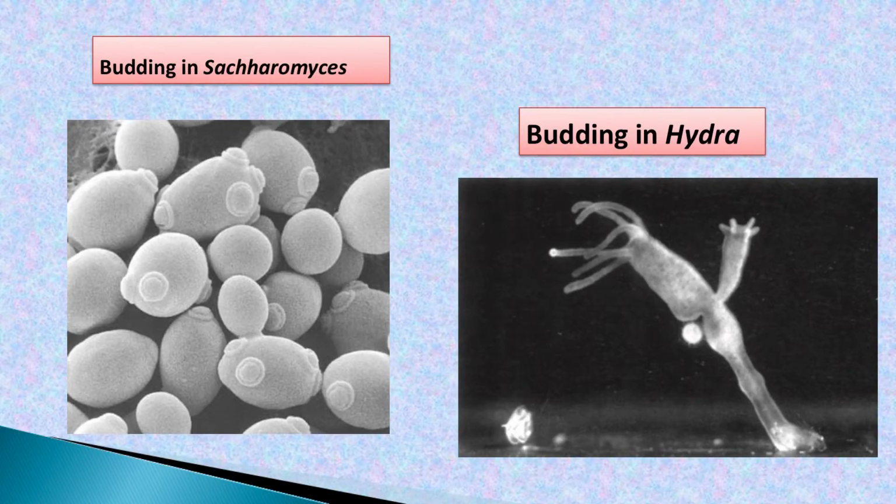The parent cell at a particular site, the cell wall weakens and the protoplasm protrudes, and the nucleus already divided, one of the nuclei passes on to the new cell and the protoplasm, and cell wall is synthesized around, and the new cell is called the bud. The bud ultimately grows and detaches from the parent cell, and this is the way by which the yeast cells divide by means of budding. Budding is also found in organisms like hydra, animals like hydra.